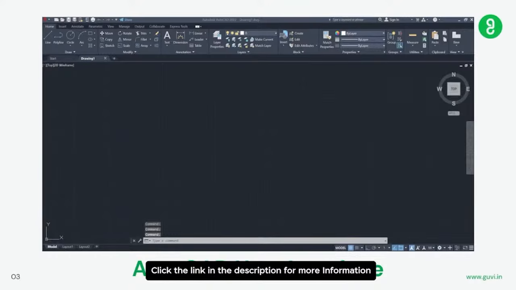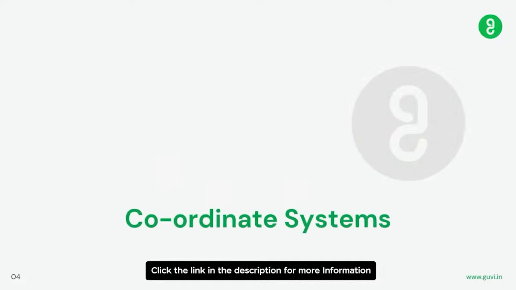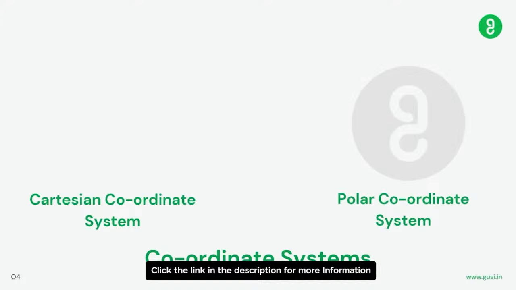Now, we move on to talking about the coordinate systems in AutoCAD. Coordinate systems are fundamental to representing and manipulating positions and orientations in a geometric space. In the context of computer graphics and CAD software like AutoCAD, there are two commonly used coordinate systems: the Cartesian coordinate system and the polar coordinate system.